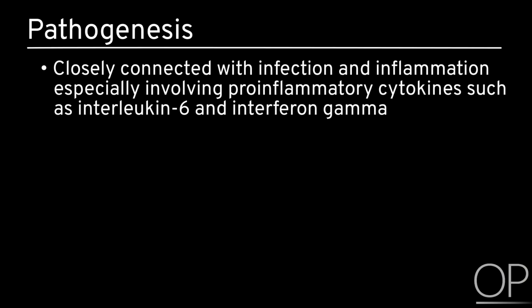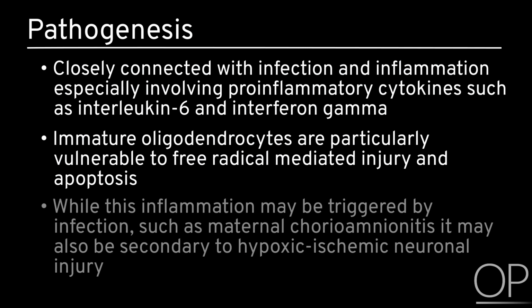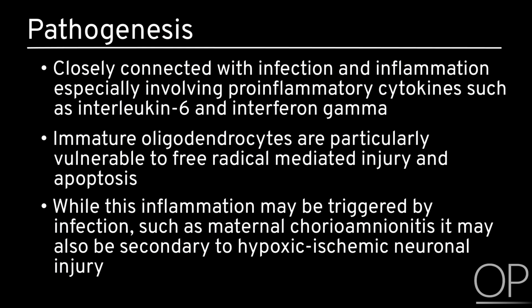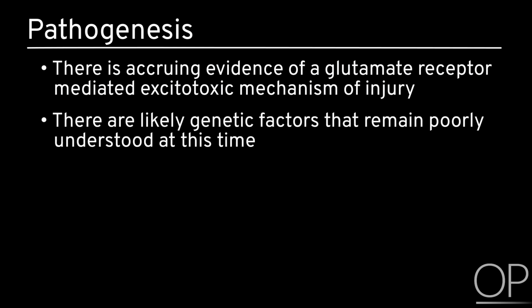The pathogenesis of PVL is also closely connected with infection and inflammation, especially involving pro-inflammatory cytokines such as interleukin-6 and interferon gamma. Immature oligodendrocytes are particularly vulnerable to free radical-mediated injury and apoptosis. While this inflammation may be triggered by infection, such as maternal chorioamnionitis, it may also be secondary to hypoxic ischemic neuronal injury. There is accruing evidence of a glutamate receptor-mediated excitotoxic mechanism of injury. Additionally, there are likely genetic factors that remain poorly understood at this time.